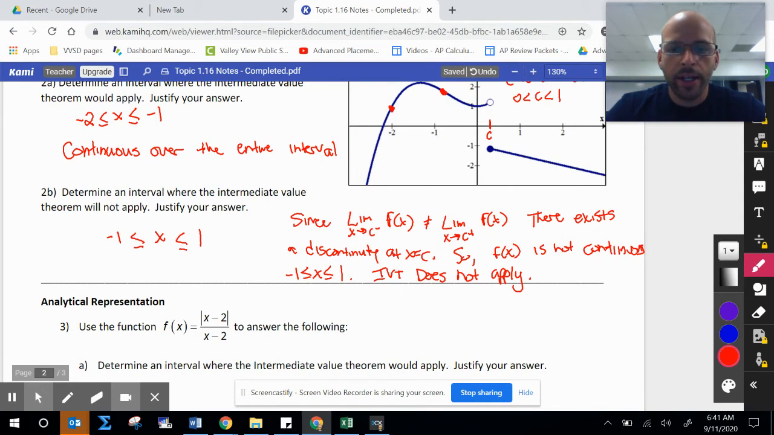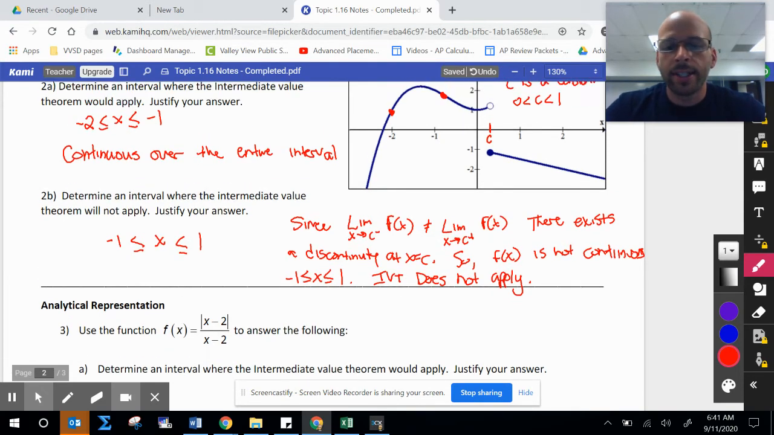Okay, so there's my explanation here. Sorry for my bad handwriting. But I stated that there was a discontinuity. I even showed why there was a discontinuity, right? We talked about that definition of continuity at a point. So one, I stated that there's a discontinuity, made that explanation, and then because there's a discontinuity, I can state that intermediate value theorem does not apply.